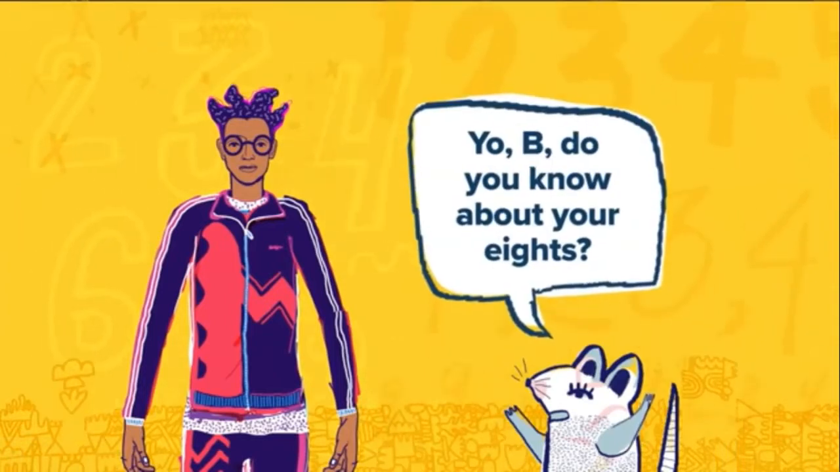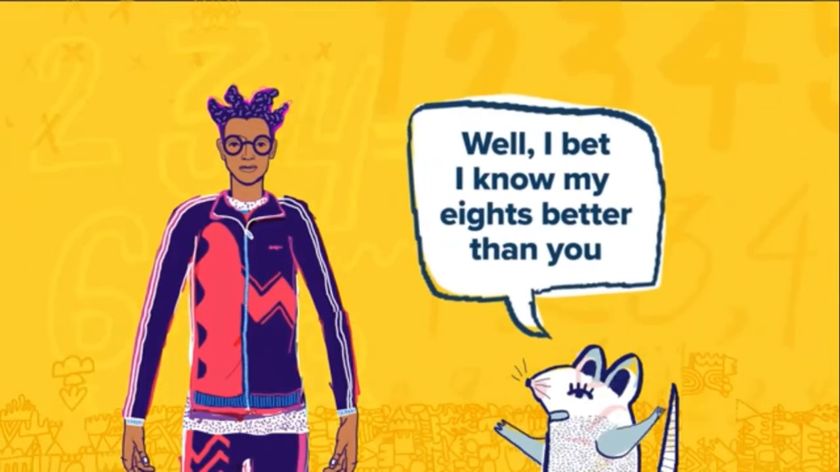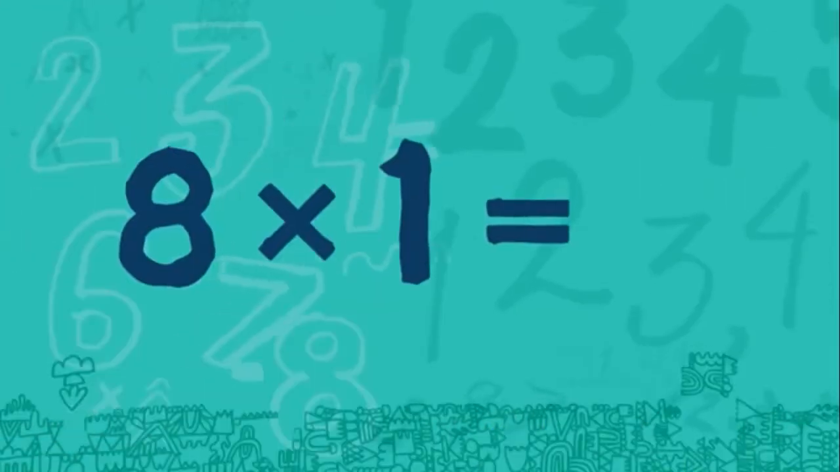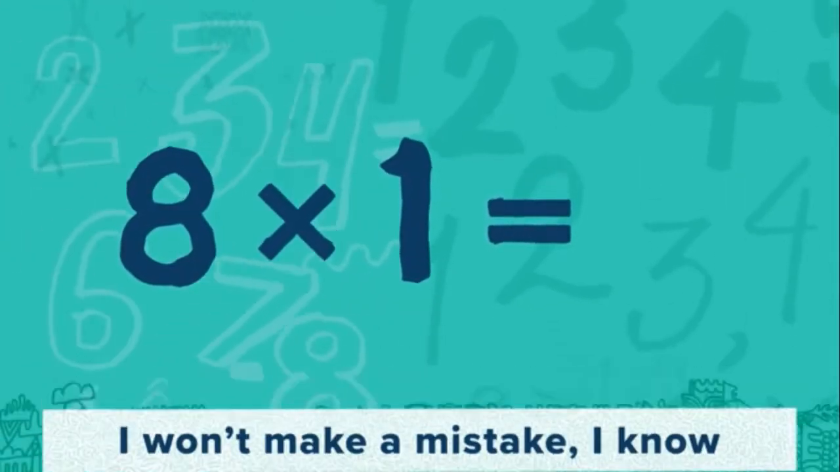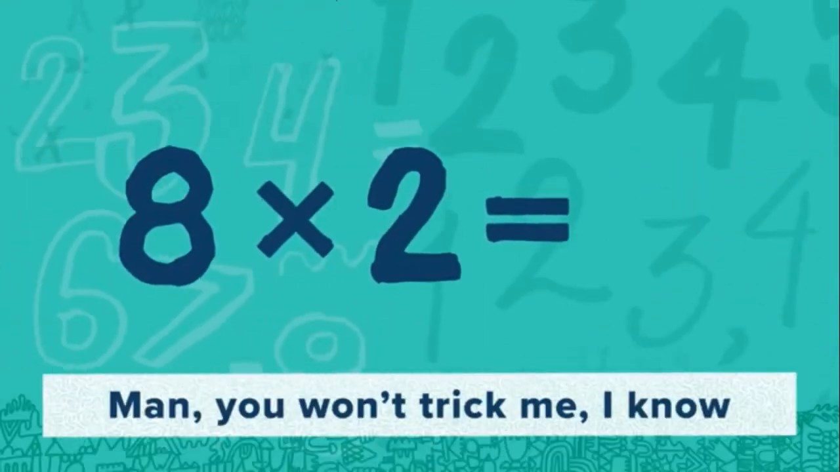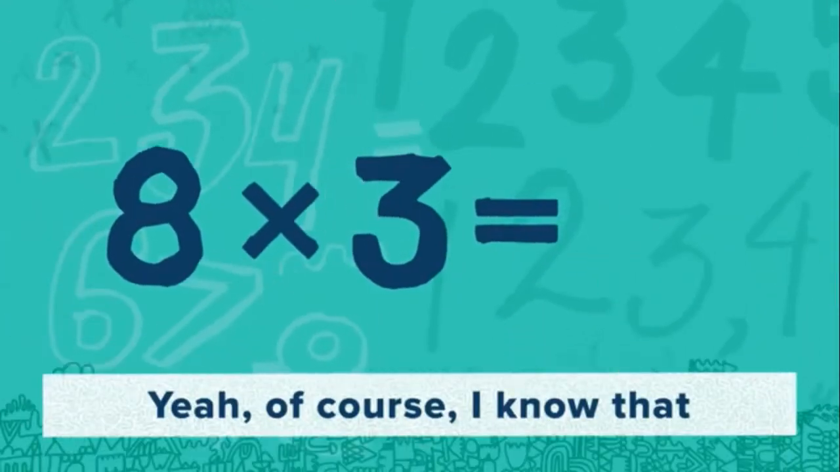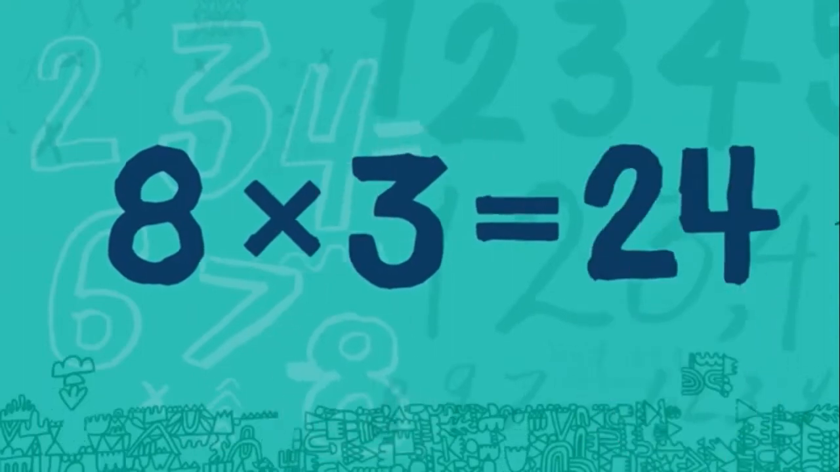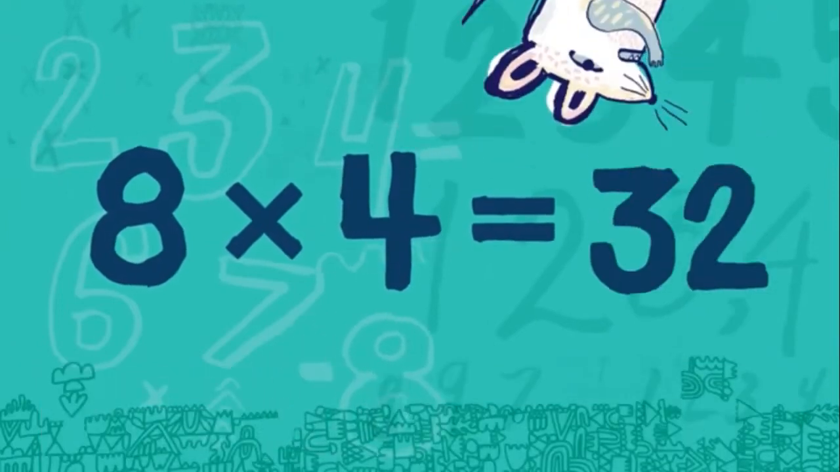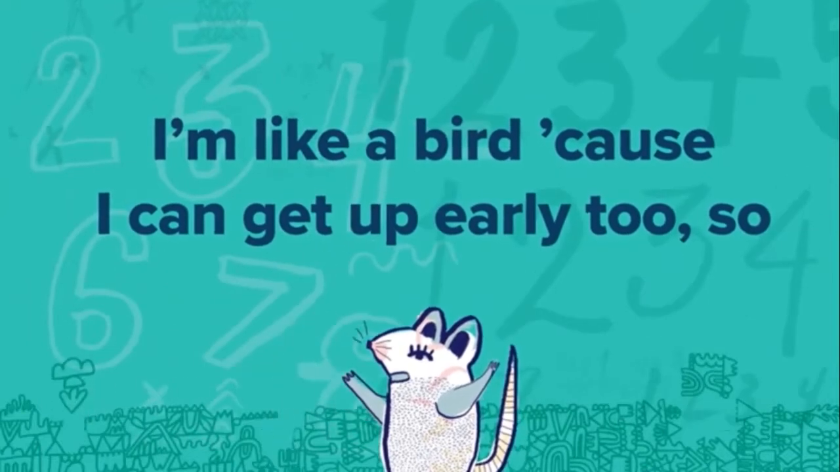Yo, B, do you know about your 8s? Man, I know about my 8s and I feel great. Well, I bet I know my 8s better than you. Let me hear you spit some rhymes and we'll see if it's true. Like 8 times 1, I won't make a mistake. I know 8 times 1 equals 8. 8 times 2? Man, you won't trick me. I know 8 times 2 is 16. 8 times 3? Yeah, of course. I know that 8 times 3 is 24. 8 times 4? I get up early, dude, because 8 times 4 is 32. Man, don't get it twisted like a curly Q. I'm like a bird, because I can get up early too.